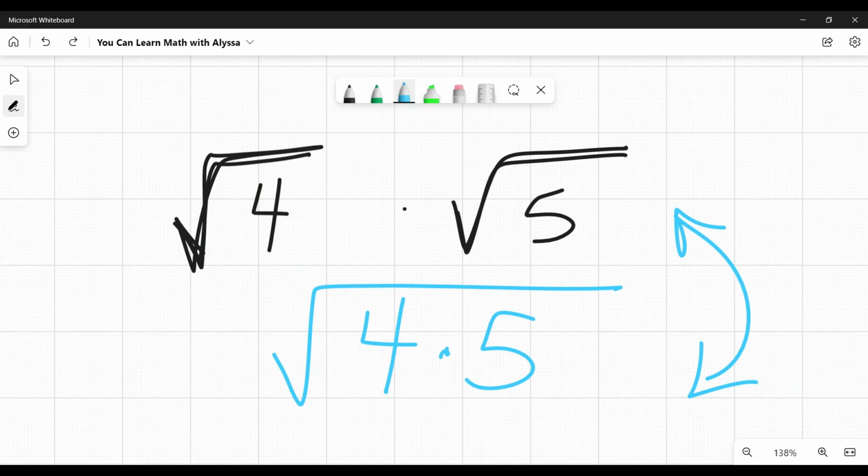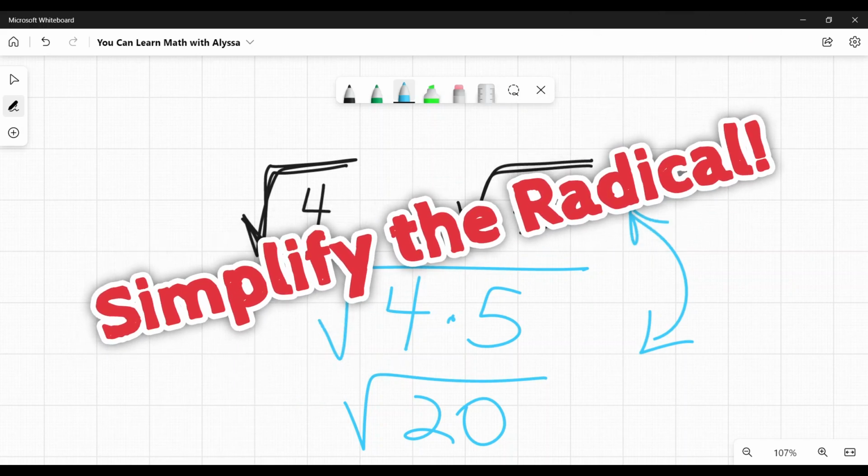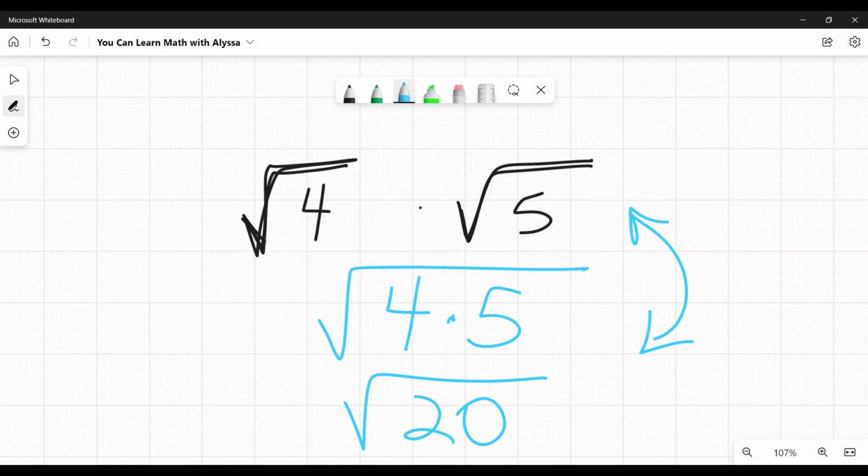Both of those things will be helpful depending on the problem. Last but certainly not least, after you have done this, in this case, 4 times 5 is 20, and you're like, yay, I've multiplied them. Yes, but you do not have the right answer yet. You have to simplify the radical. Hence the reason I said go watch that video first. Because if you do not simplify the radical at the end, your teacher will mark it wrong.